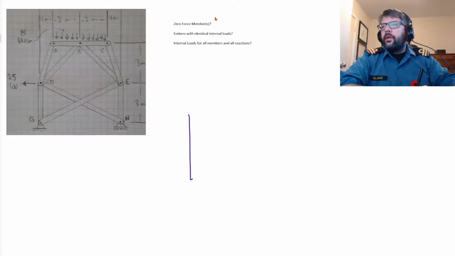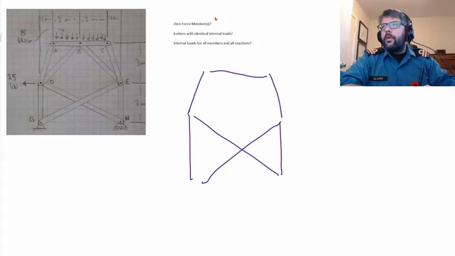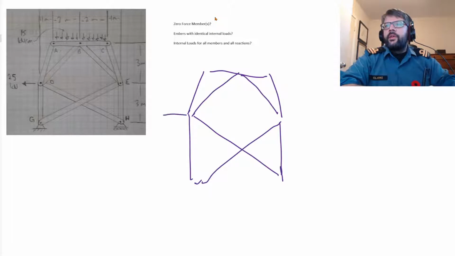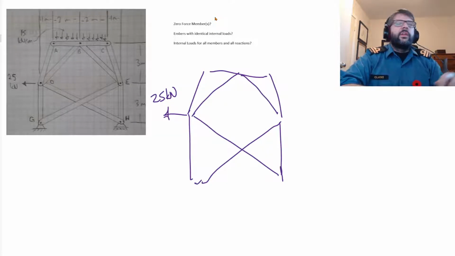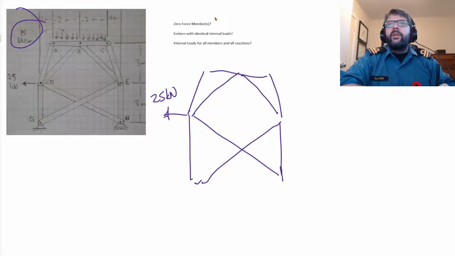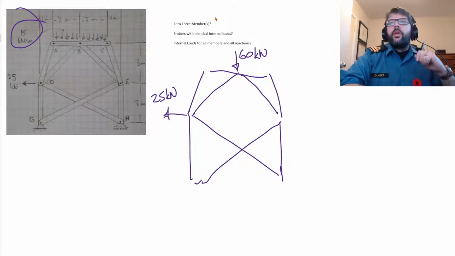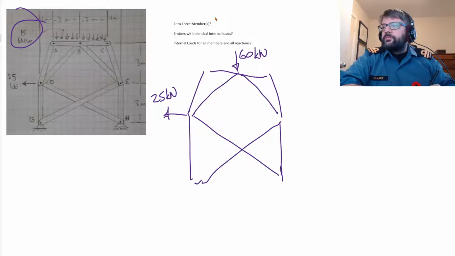Okay, so we've got an external force of 25 kilonewtons. This 15 kilonewtons per meter is distributed up top over that 4 meter span. The resultant of that would be a 60 kilonewton force downwards, acting at the center, obviously.